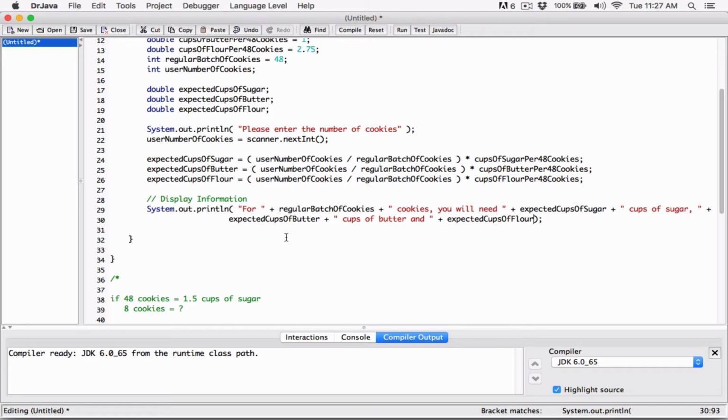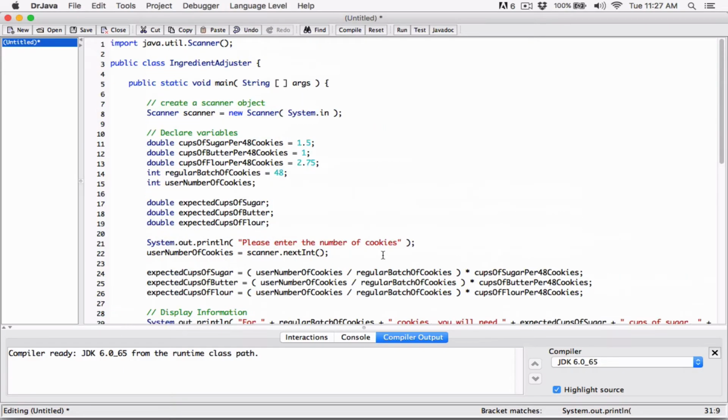So if there are, let's say, 8 cups of flour, then it's going to be 8, I'll concatenate it with cups of flour. Okay, so now I hope you get me doing this, because sometimes it can be confusing, but basically all I'm doing is concatenating variables with strings so that it can read nicely. All right, so now I have it done.